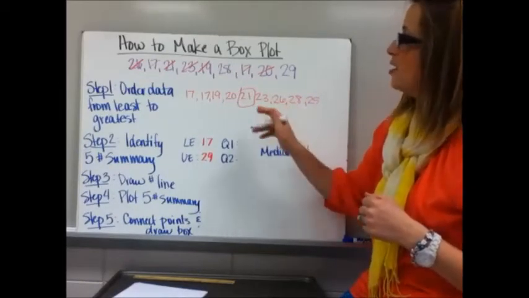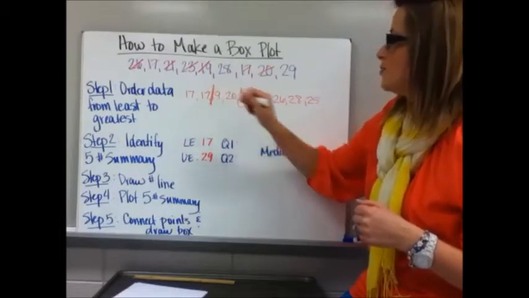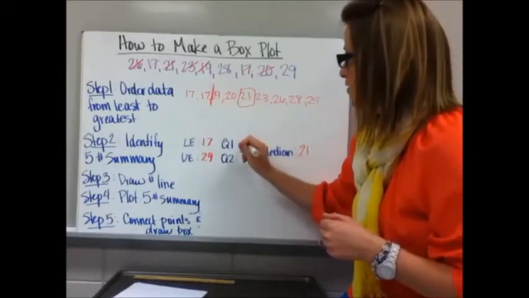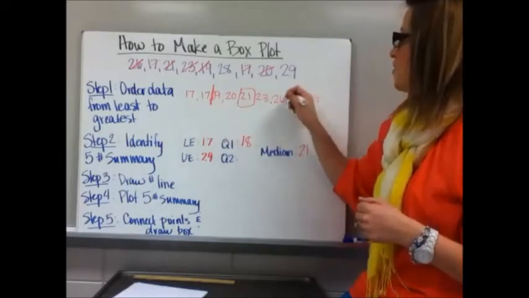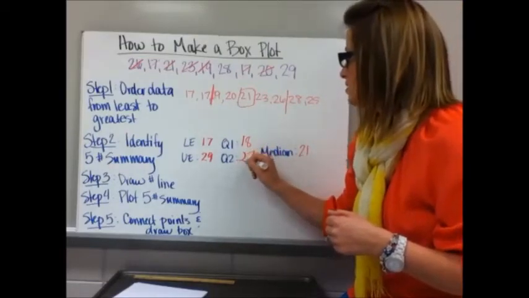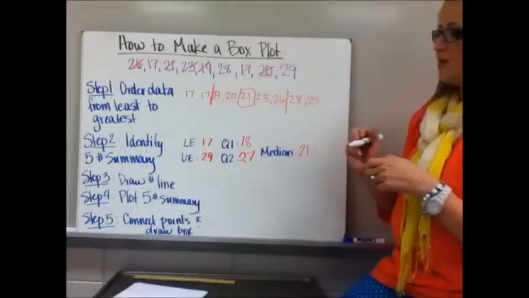Then I'm going to find the middle of the lower half. The lower half has 4 numbers, so the median falls right in between here. So I average 17 and 19. That has an average of 18. And then for the upper half, it's falling between 26 and 28, which would be 27. So I have my 5-number summary there.